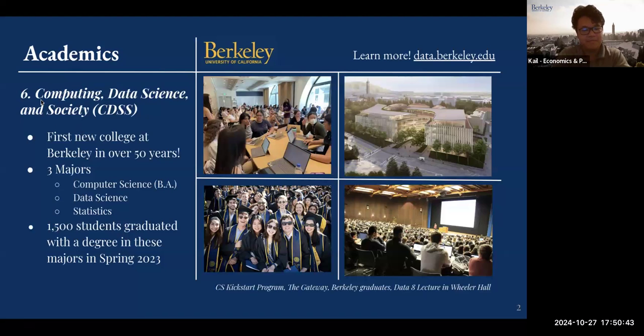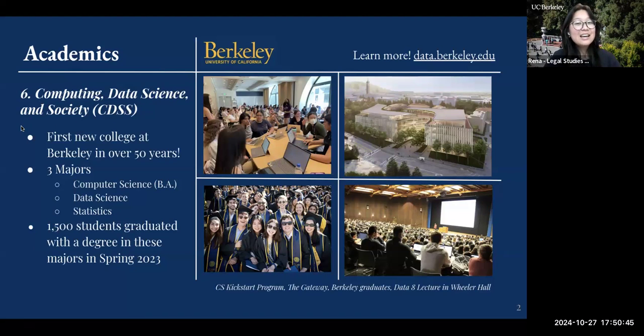Now moving on to Computing, Data Science, and Society. This is our newest college and the first one that we've established in over 50 years, so we're very excited about it. There are three majors here: computer science, data science, and statistics. You might notice that there's computer science in this college and then also electrical engineering and computer science, or EECS, in the College of Engineering. Those are two different programs.